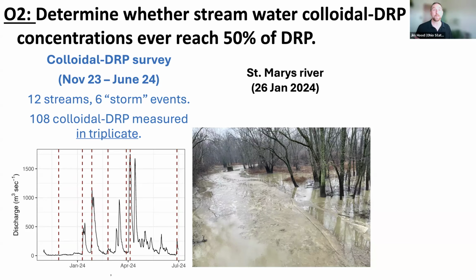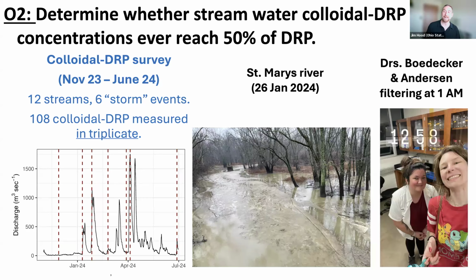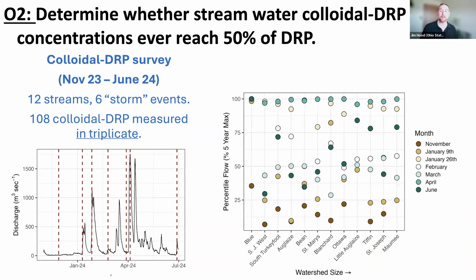And analyzing these colloidal DRP samples is really finicky, as you'll see later. So Ashlyn was working late into the night on these things. This shows Ashlyn and her friend Isabel filtering at 1 in the morning to make sure we got the best colloid samples we could. So thanks to Ashlyn's work here, we got a wide variety of 108 samples.